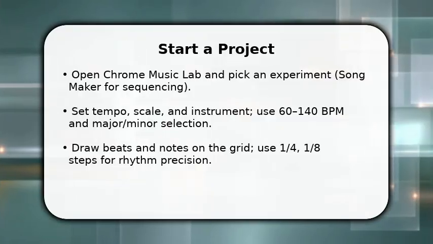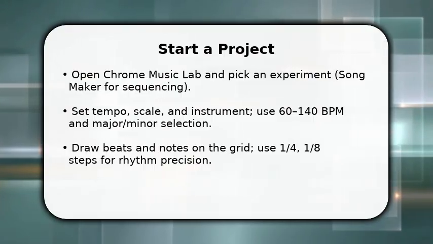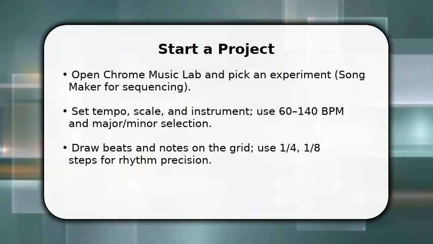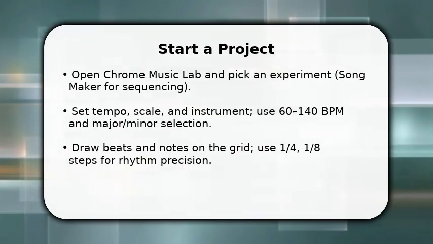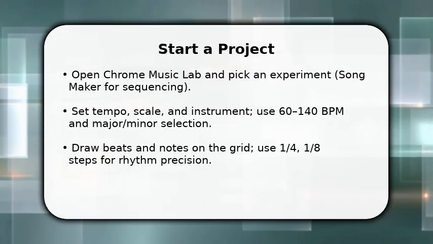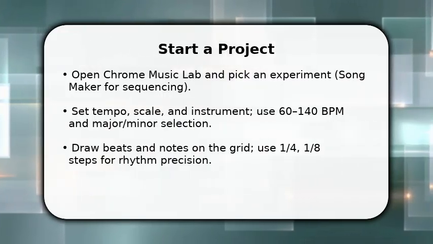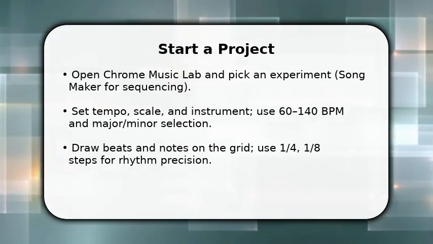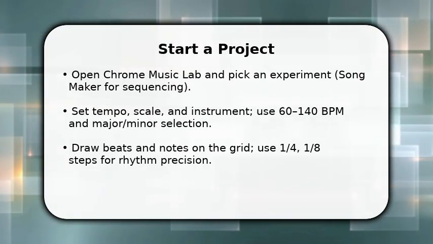You begin by choosing Songmaker and configuring tempo, scale, and instrument so your ideas translate musically. Once done, pick a comfortable BPM between 60 and 140 and set major or minor to shape mood. Then use the grid to place notes and beats with 1/4 or 1/8 resolution. This gives clear rhythmic structure.